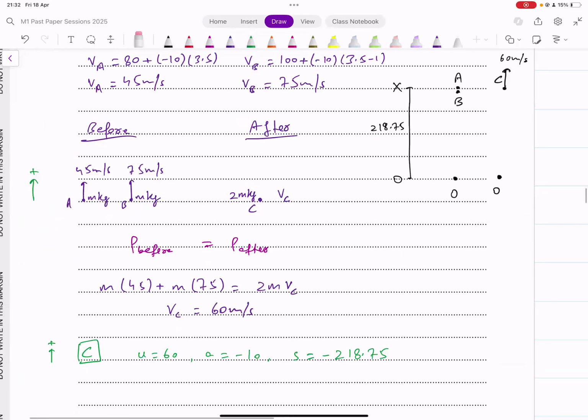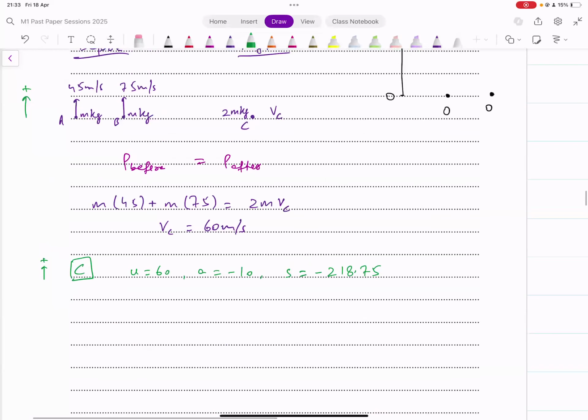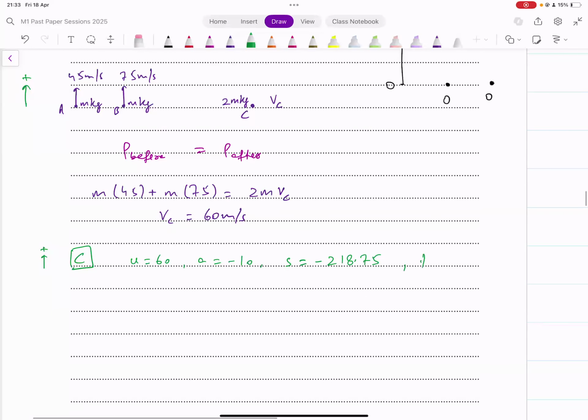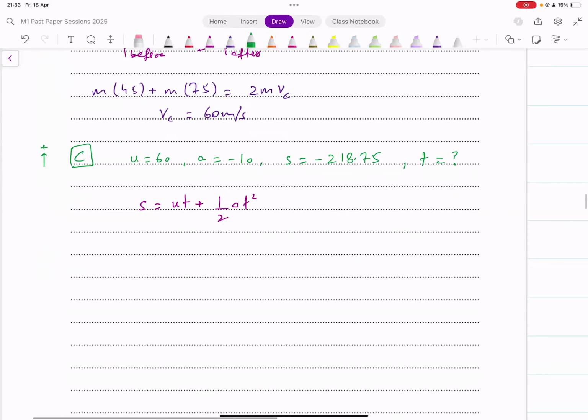So we know that initial velocity is 60, acceleration is -10, displacement is -218.75, and we need to find the time taken for this journey. Let's see what that turned out to be. S equals ut plus half at². What does this turn out to be? -218.75 equals 60 into t plus 1/2 into -10 into t². And you can find the value of t from this.